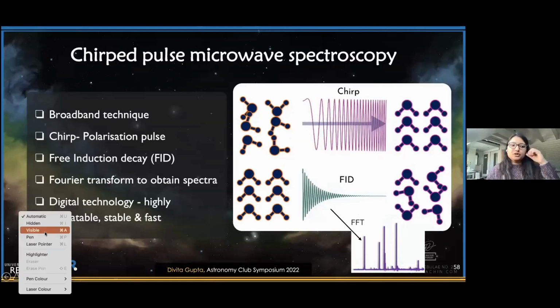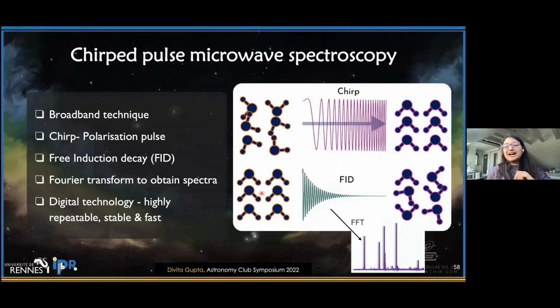All right. So what you then have is, as these molecules relax back, a free induction decay. And this in time domain can then be Fourier transformed to see the different spectral lines wherever the transitions for these molecules are, okay? And this is based on digital technology, so it's highly repeatable, quite stable, and very, very fast to measure.